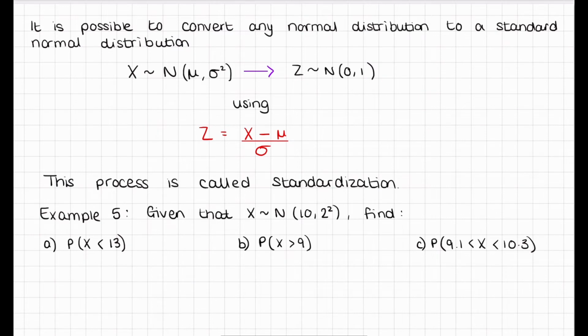Now, it is possible to convert any normal distribution to a standard normal distribution, and this can be done to help us work out sometimes what the mean or standard deviation or variance are. Now, we use this rule here, which is z equals x minus the mean divided by the standard deviation. This process is called standardization.